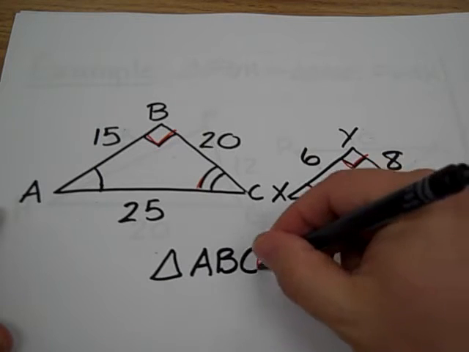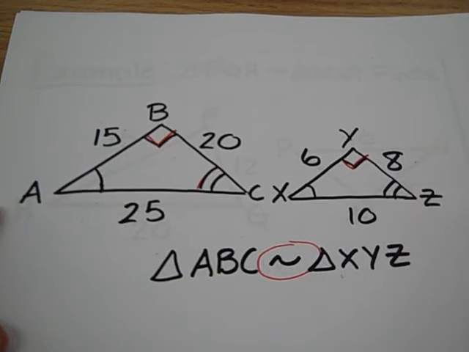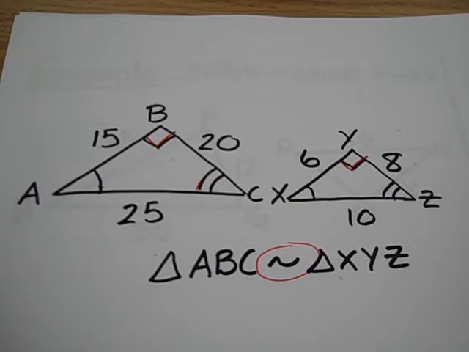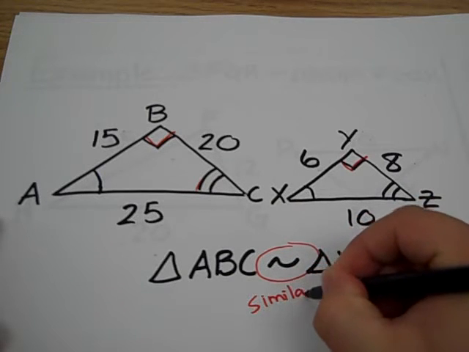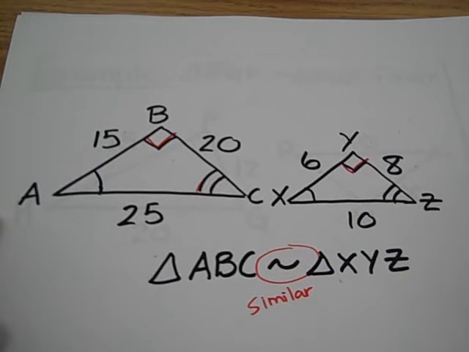And just really quickly, this symbol right here, just a little squiggly, looks like what we put on top to make the congruent symbol. This means similar. So that's our symbol for similar.